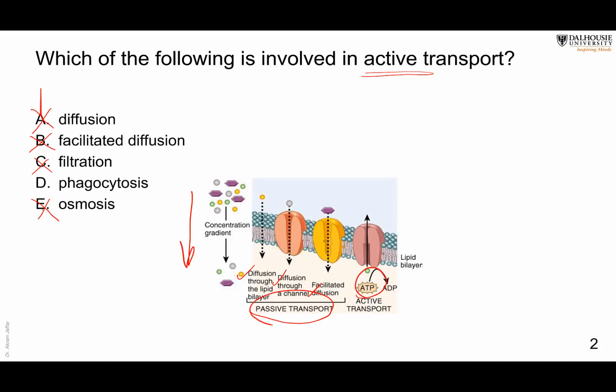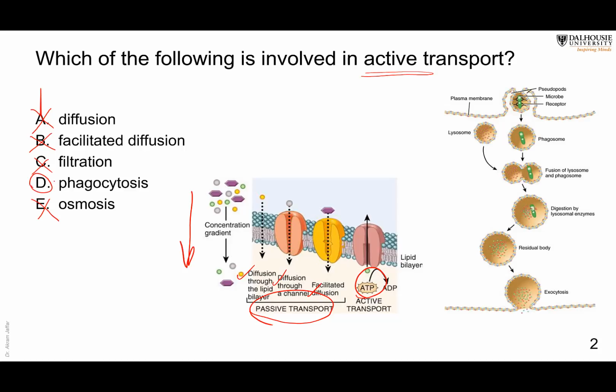This leaves us with phagocytosis. Phagocytosis is a kind of vesicular transport. It is cell eating by macrophages and white blood cells, which engulf either worn out cells or bacteria. In this process, pseudopods are formed, which are like small feet, and they surround and engulf the substance. This process requires the use of energy, so it is a kind of active transport. So the correct answer here is phagocytosis.